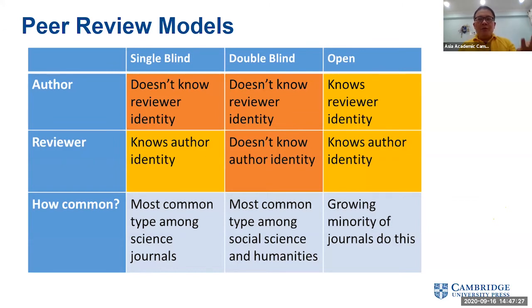And for open peer review, the other way is direct opposite of single blind. So the reviewer knows who is the author, but the author also knows who is reviewing the paper. Okay, so that's why it's open. It's not blind in that sense.